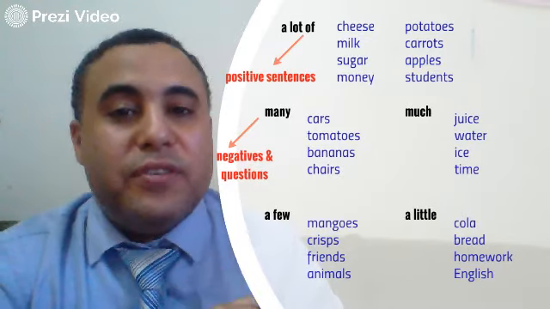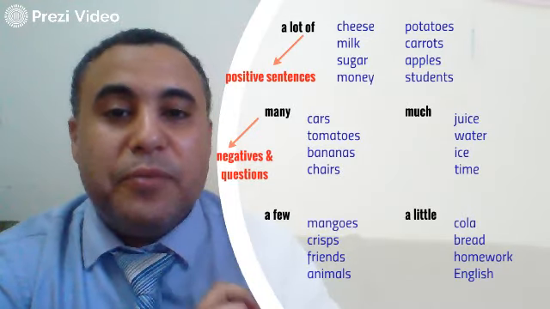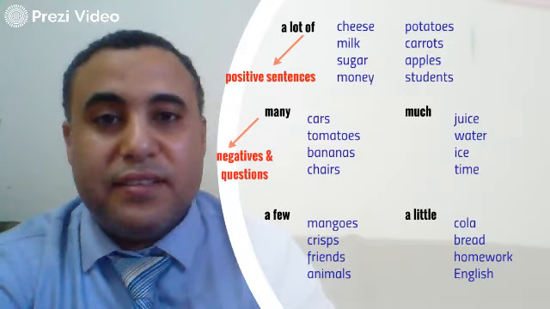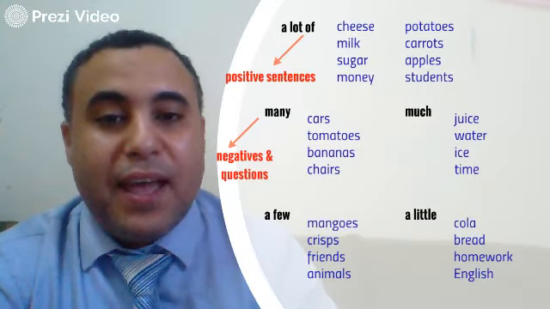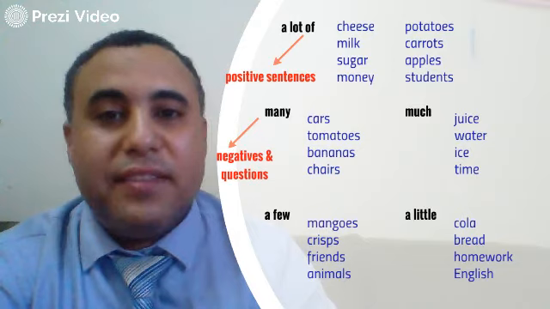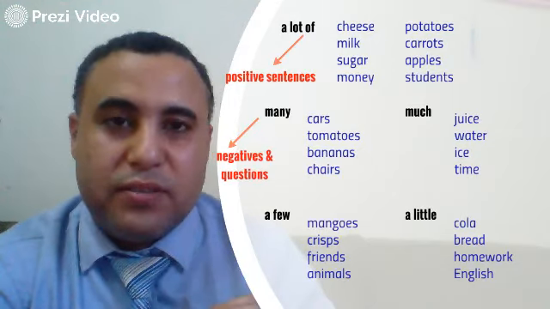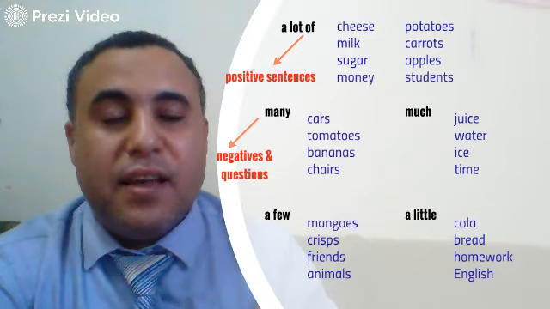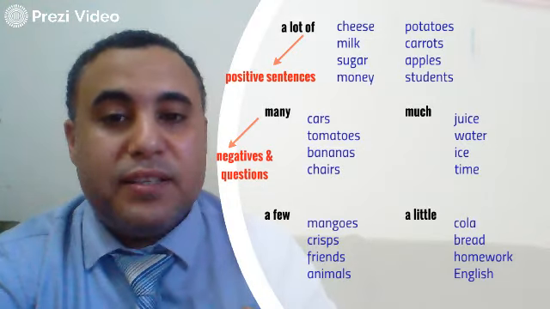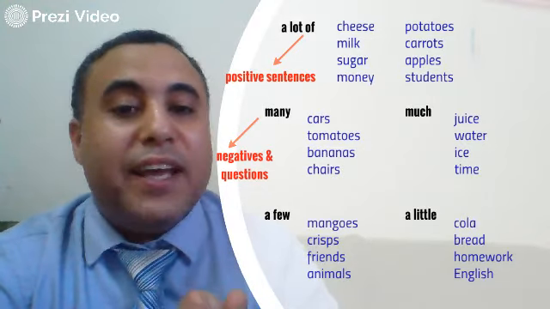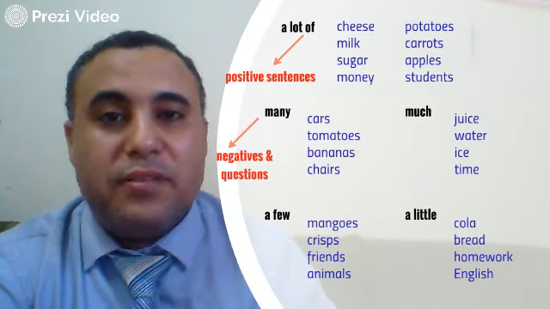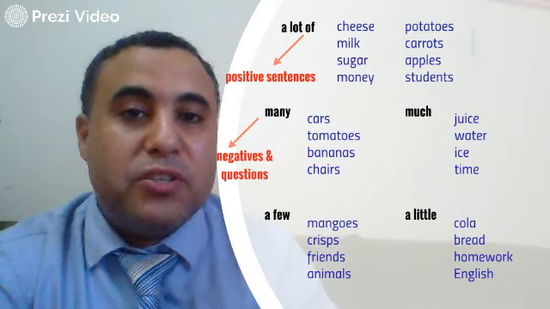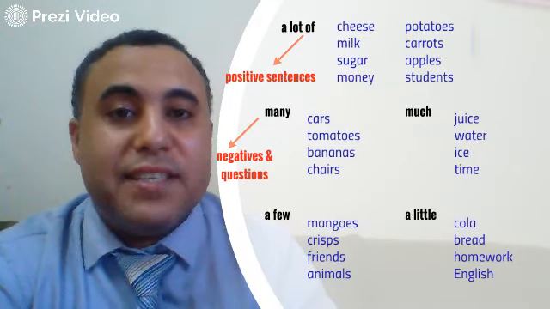Another difference is I use a lot of in positive sentences, but many and much are used in negatives and questions. For example, I have a lot of cheese. But I don't have many tomatoes. There isn't much water.